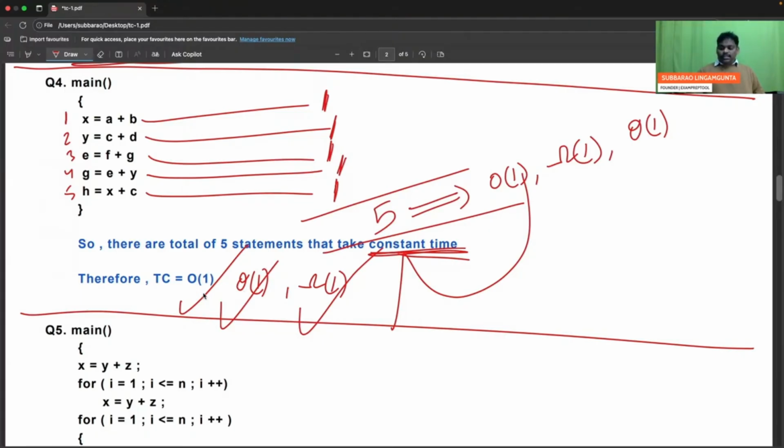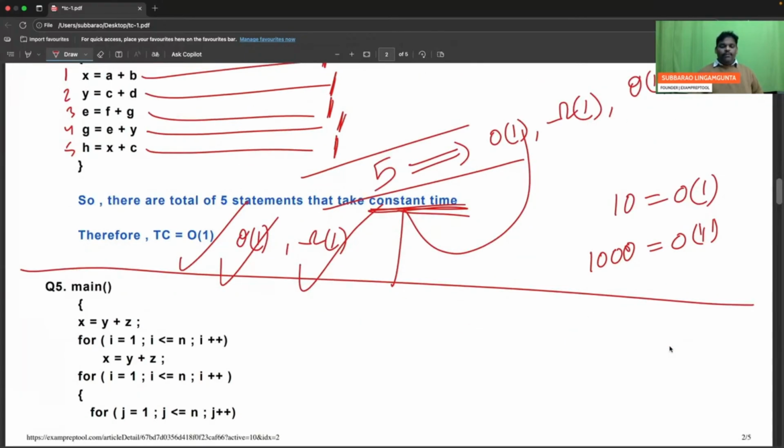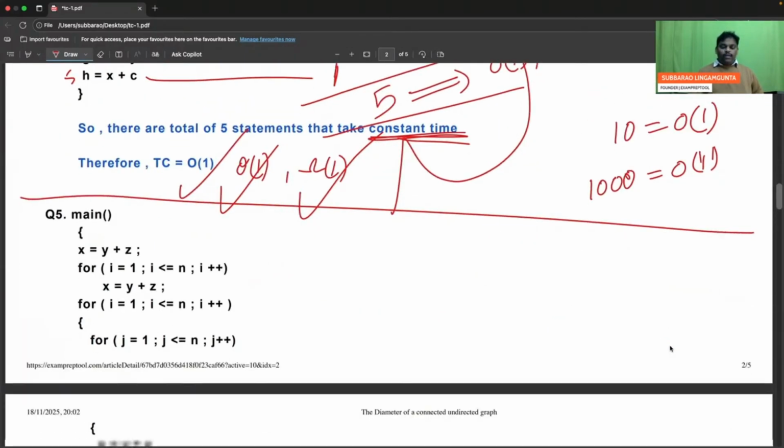5 means not 5, 5 means constant. Some people ask, suppose a tensor, is that also order of 1? Yes. Suppose 1000 statements are there, every statement executing one time. Then what is the answer? 1000 times 1. Every constant can be written as big O of 1, or omega of 1, or theta of 1. Be careful, 1 means not 1, 1 means constant. Fourth problem completed. Can we go to the fifth problem?